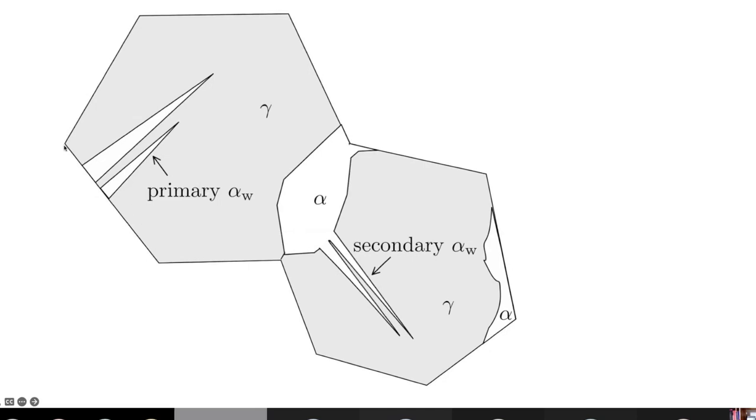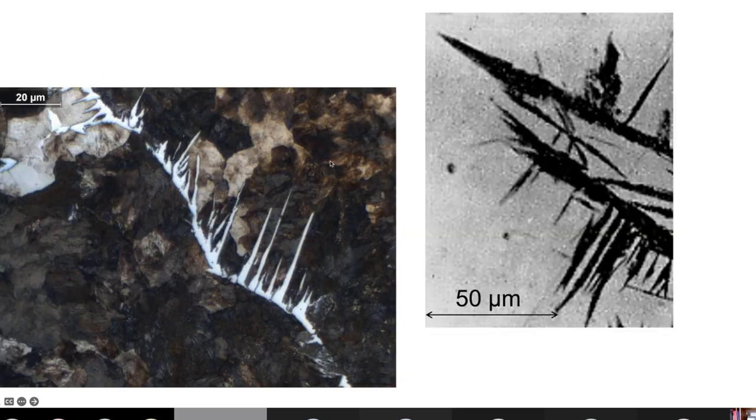And if they are nucleating from the same austenite grain boundary segment, then they will tend to grow in the same direction. Okay? There's no fundamental difference otherwise between secondary and primary Widmanstätten ferrite. Now notice that I've drawn these diagrams so that the color of the Widmanstätten ferrite is the same as that of the ferrite which grows at high temperatures. And that is absolutely the case when you look at micrographs.